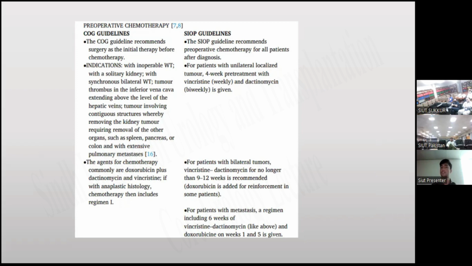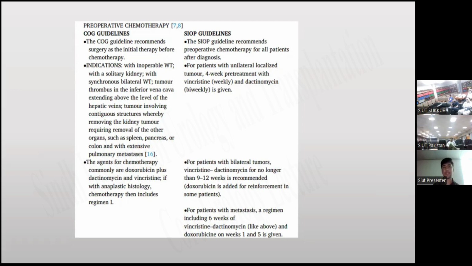Tumor involving contiguous structures, whereby removing the kidney tumor requires the removal of other organs such as pancreas or colon, and with extensive pulmonary metastasis. In these cases, we can go for preoperative chemotherapy. The common adverse events of chemotherapy are toxicity with dactinomycin. And if there is anaplastic histology, then we need to give doxorubicin in every patient.